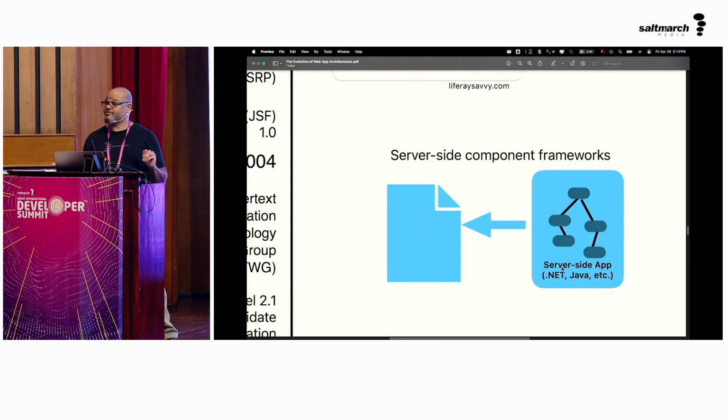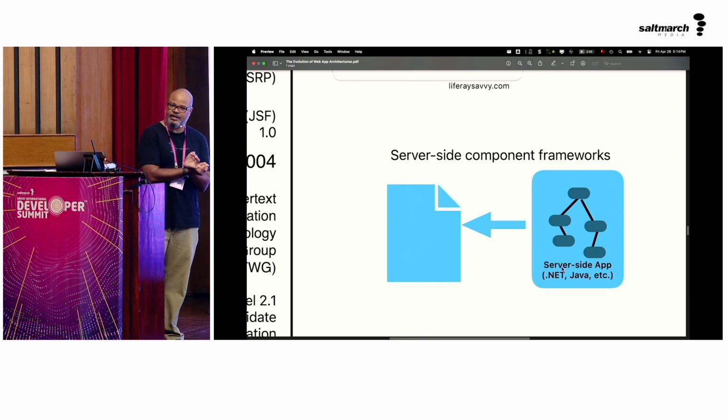All we're dealing with is HTML. HTML doesn't have a data table component. HTML doesn't have a tree component.